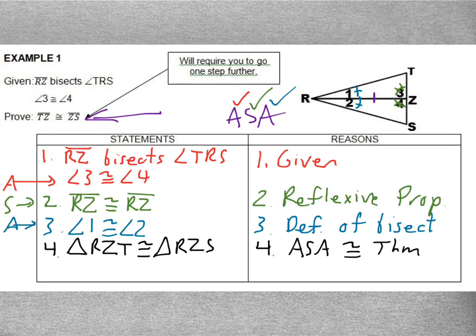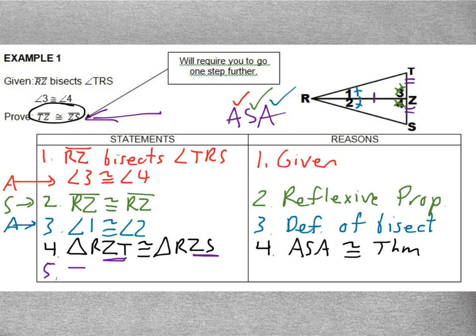Okay? We still haven't gotten to the end goal yet. That's to prove this. But now that I know that the triangles are congruent, this is easy. Because TZ corresponds with ZS, I know that those two parts are congruent.